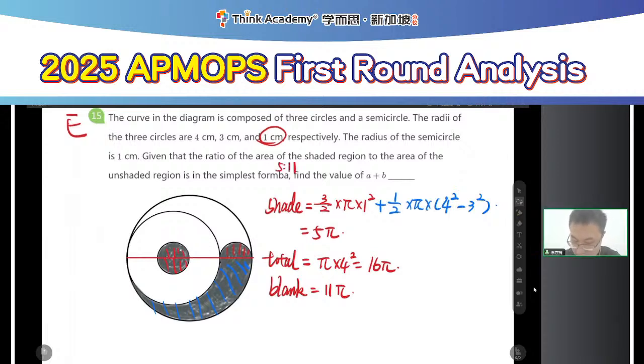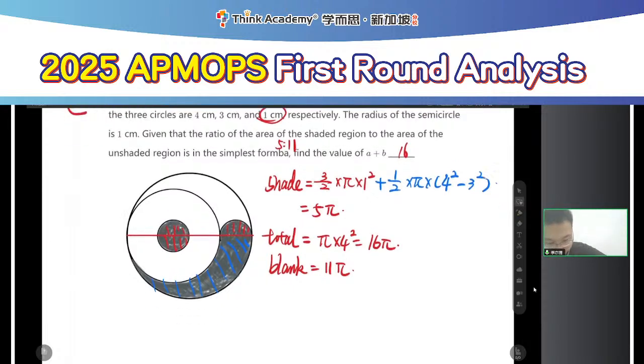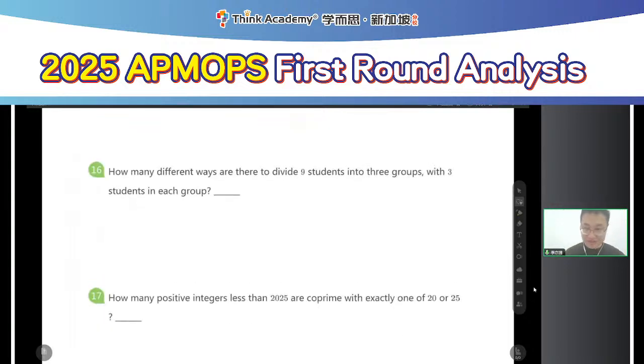So the answer is 16, right? Actually, you don't even need to calculate, because the shaded part plus the unshaded part is the total area. The total area is 16 pi, and we want to find the sum of the 2 parts, so it must be 16. I don't even bother to calculate. I just find the total area is 16 pi, so the answer is 16, right? So easy one.